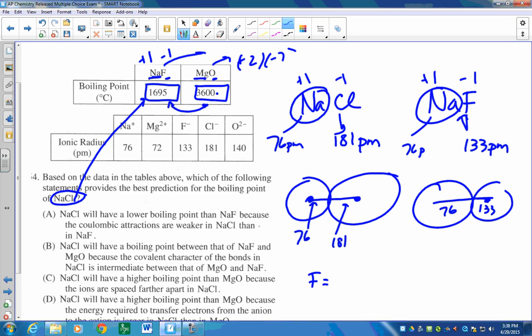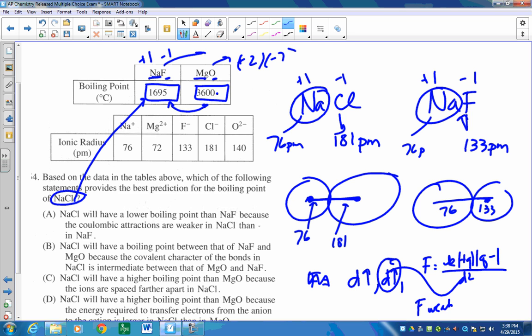Now, the force of attraction is this. This is what you got to know. As the distance goes up, obviously D squared goes up. But the force of attraction is K times the magnitude of the positive charge times the magnitude of the negative charge over D squared. Well, when you divide by a bigger number, the force is weaker. And if you have a weaker force, you have a lower boiling point. So keep in mind, sodium chloride has a greater distance. The distance is squared, which makes it even bigger. When you divide by a bigger number, the force gets weaker or smaller, and the boiling point goes down.